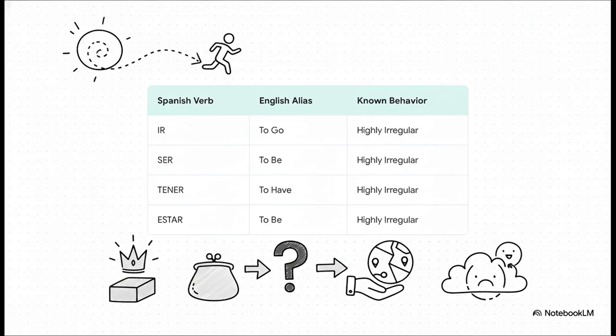Now, in English, we think of them as to go, to have, and to be. But did you spot the problem? English has 1 to be. Spanish has 2 of them, ser and estar. This right here is where all the confusion starts, but it's also where our very first clue is hiding.